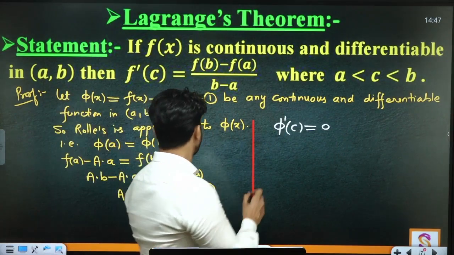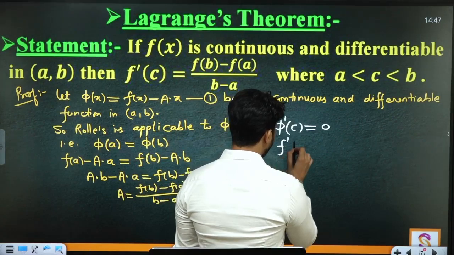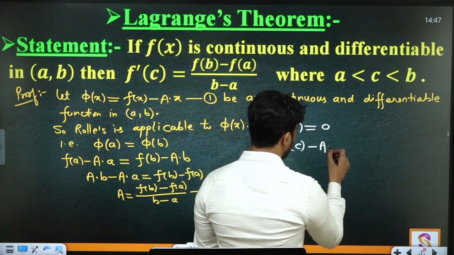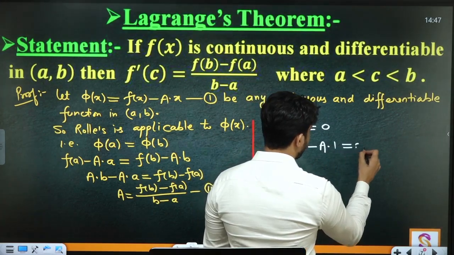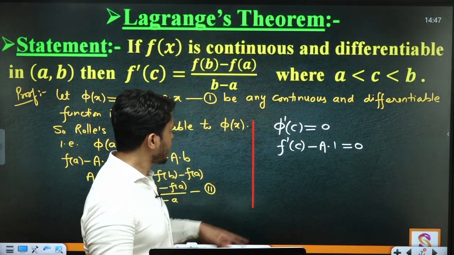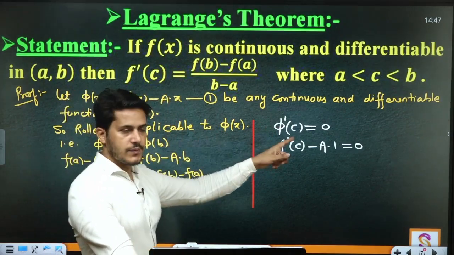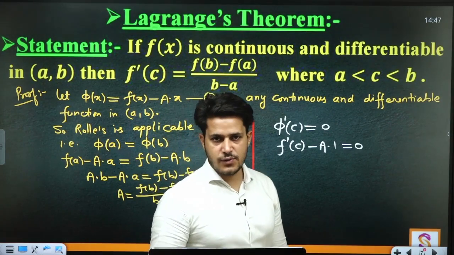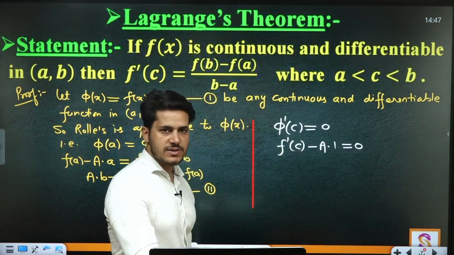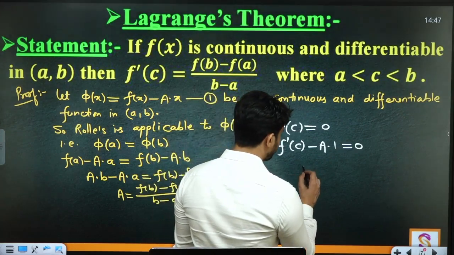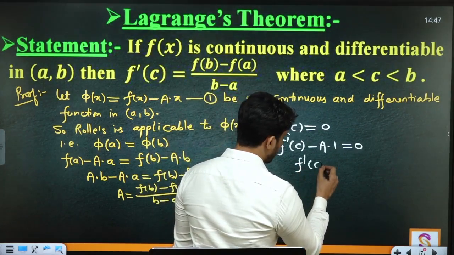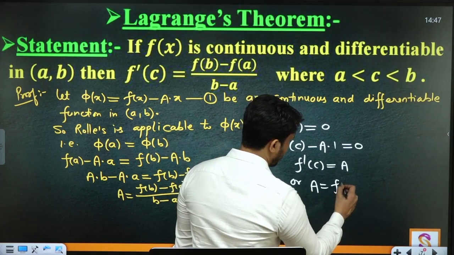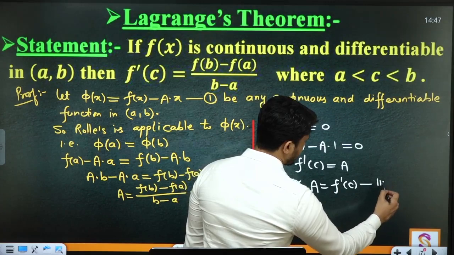क्या करेंगे अब देखो, derivative of f dash and put x equal to c here, minus A derivative of x equal to 1 is equal to 0. ये कैसे हो? ये जो phi है ना, इसका डिफरेंशिएशन करो. It will be f dash x minus A into derivative of x equal to 1. तो ये आ गया उसमें x को c रखने के बाद. So f dash c is equal to A or A is equal to f dash c. This is your third equation.